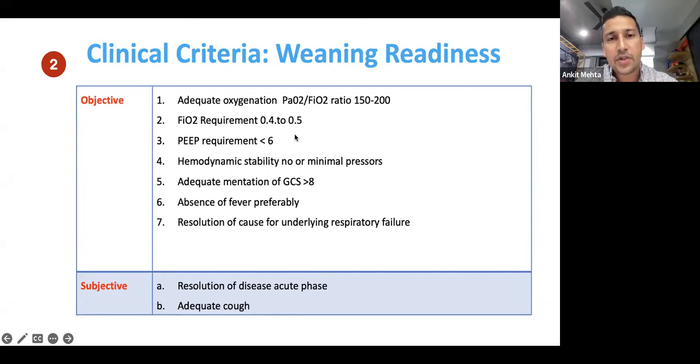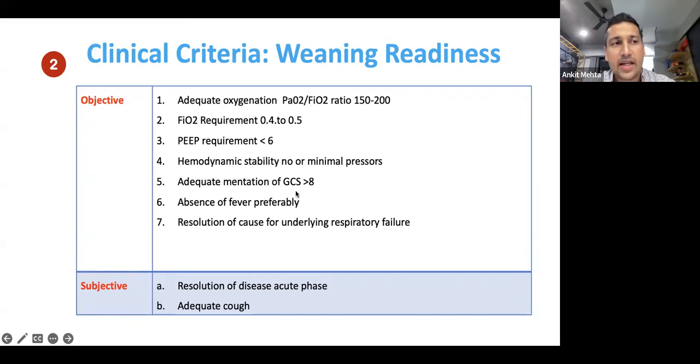Your FiO2 requirement should not be more than 40 to 50%. Ideally, it should be reducing over a period of time. And I would prefer around 40%. And I would also prefer a PF ratio of more than 200, and a PEEP requirement of 5 or below. The patient should be on minimal hemodynamic support, or probably noradrenaline of less than 0.05 or adrenaline of less than 0.05. There should be adequate mental status where you should have a good cough reflex. Your GCS should be more than 8, and you should be able to control your oral secretions or take care of the oral secretions.